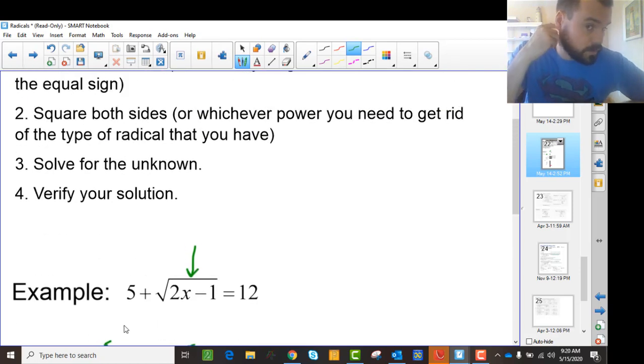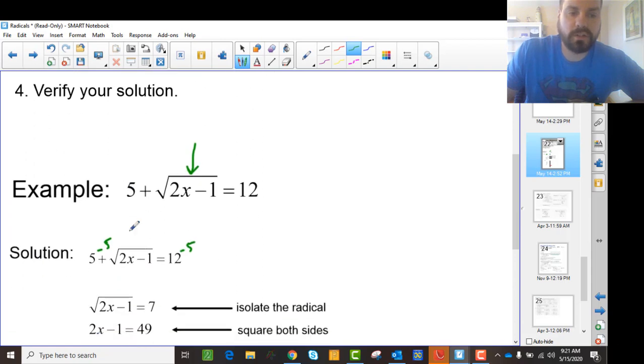Then the second step is to square both sides. Now, it may not be a square. If it's a cube root, then you cube both sides. If it's a fourth root, you take the fourth power of both sides, whichever power you need to get rid of the type of radical you have. So let's square both sides. We square this side and get 2x minus 1 because the square root goes away, and we square 7 and get 49.